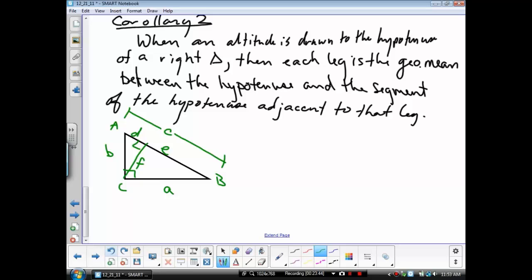So our given again is our diagram. And what we want to prove is that each of the legs, now the legs are B and A. But let's focus on B to begin with. We want to prove that B is a geometric mean between the whole hypotenuse. What is the whole hypotenuse?